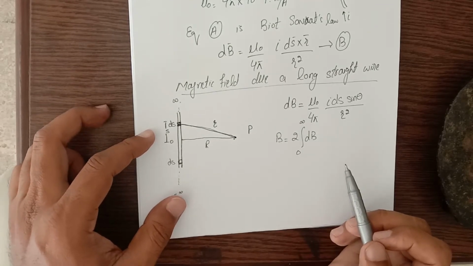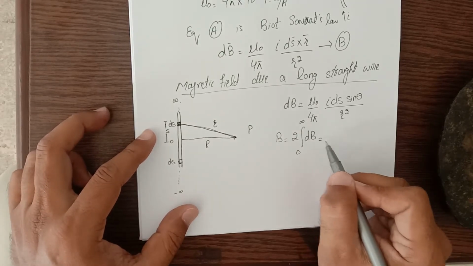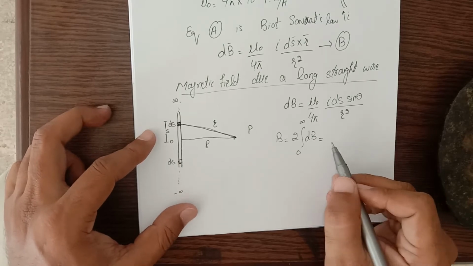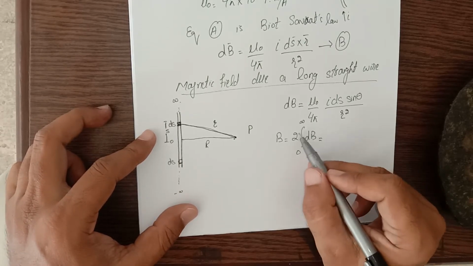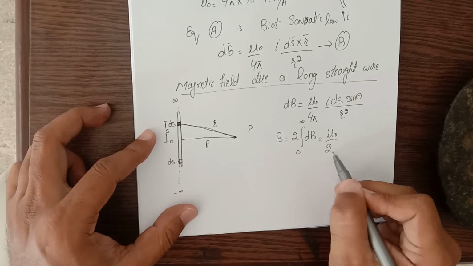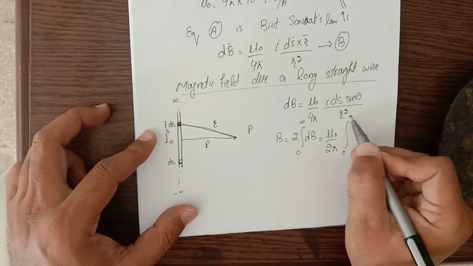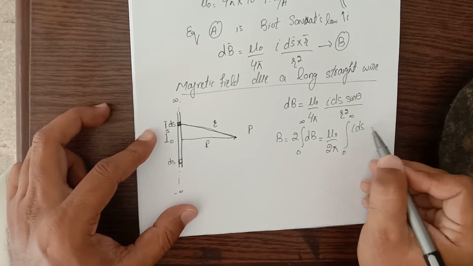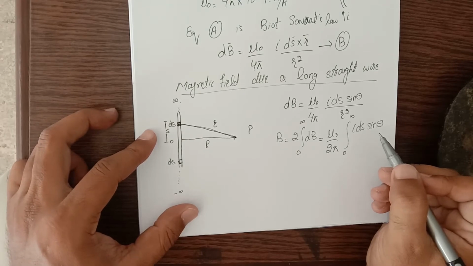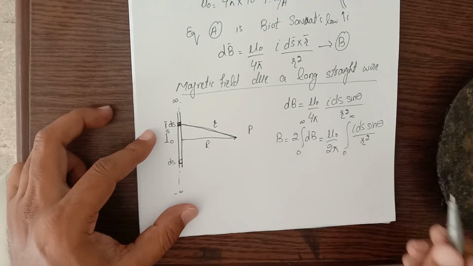Now, since I know the value of dB, this could be given as: the 2 would be cancelled by this one, mu naught over 2 pi, integral from 0 to infinity of I ds sine theta over r square.